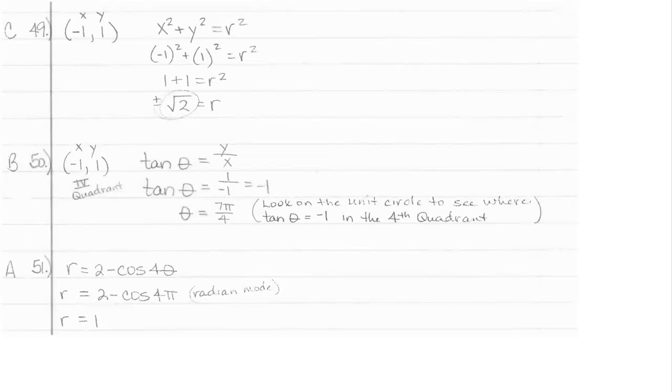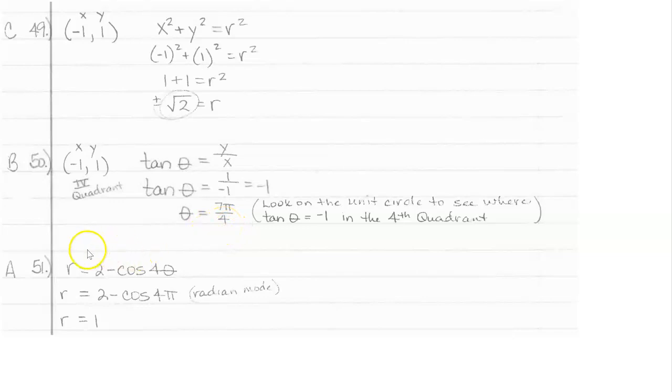So the way that I know which of those values I want is come back over here to your original problem. Where is -1, 1? It's in the fourth quadrant. So I need to give the tangent value that's equal to -1 in the fourth quadrant. That would be the 7 pi over 4 off of your unit circle.